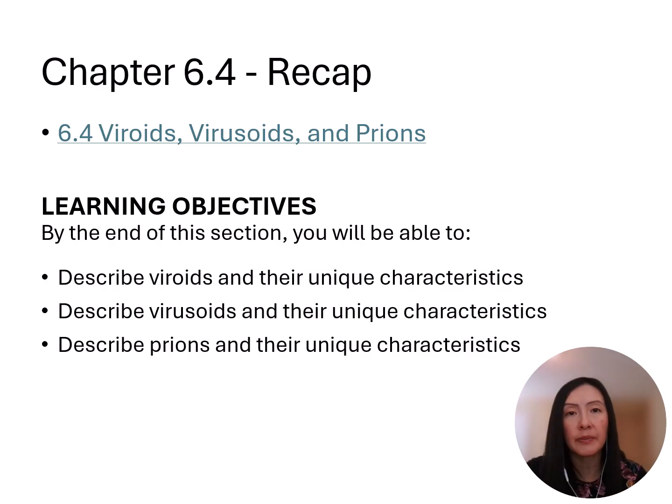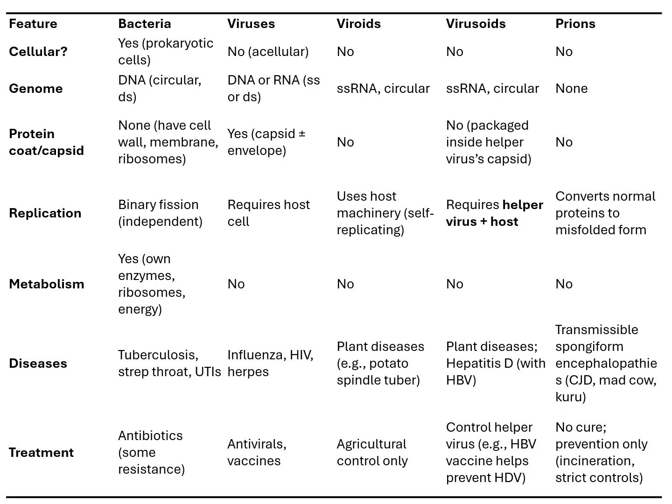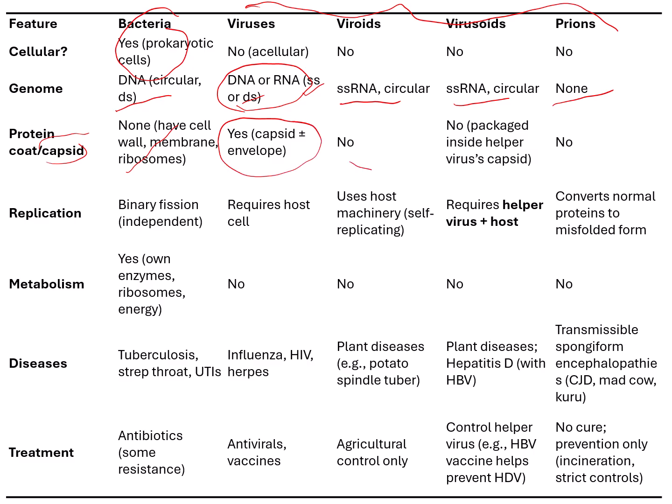There is no cure. And I wanted to take a moment to compare bacteria, which are cellular, to all of these acellular pathogens. For their genome, remember we have double-stranded DNA in bacteria, whereas viruses can be either single-stranded or double-stranded. Viroids had single-stranded circular RNA, so did virusoids. Prions have no DNA or RNA. For protein capsid, there's none in bacteria. There are in viruses, but none in the prions, viroids, or virusoids, although virusoids are packaged inside the capsid of the helper virus.